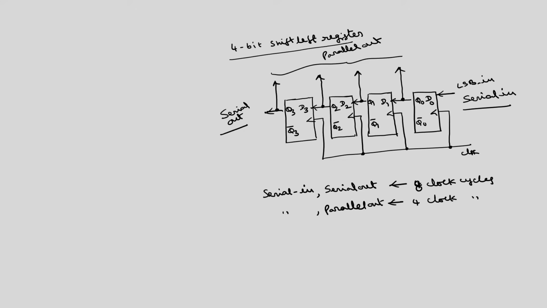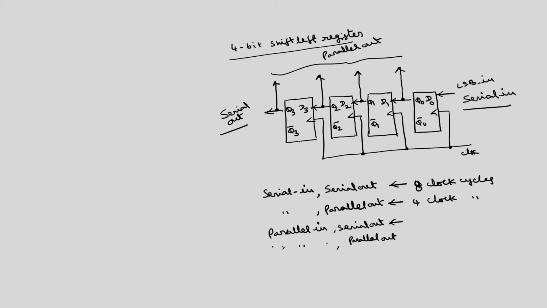Now, the other 2 options are parallel in, serial out, and parallel in, parallel out. How to input the data parallelly? For that, you can use preset and clear signals also, or we can directly feed onto the Ds. Here I will show using preset and clear.